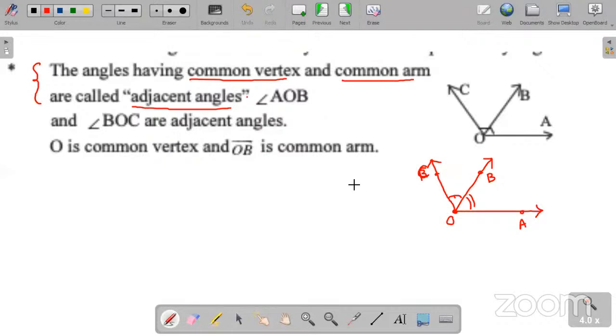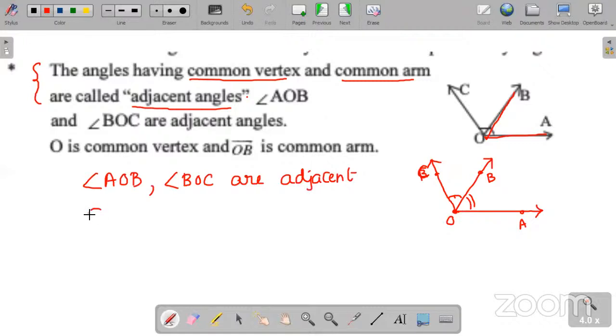What is the concept of adjacent angles? The first concept, they should have a common vertex and a common arm. Then they are said to be adjacent angles. The angles having a common vertex and a common arm are called adjacent angles. So here angle AOB and angle BOC are adjacent angles.